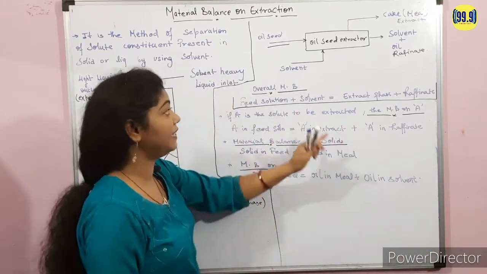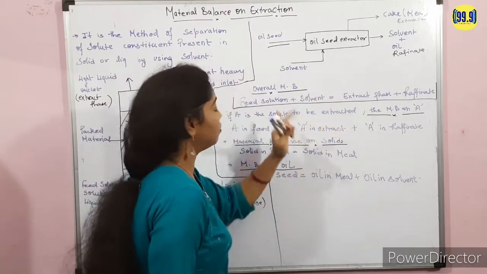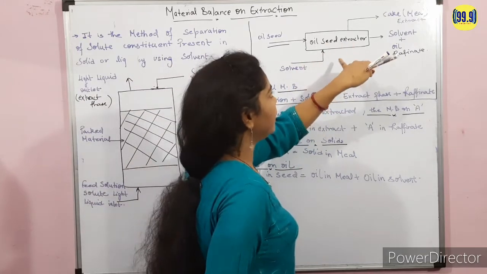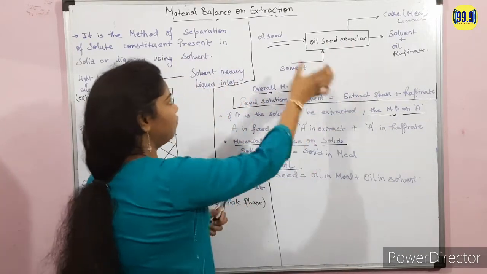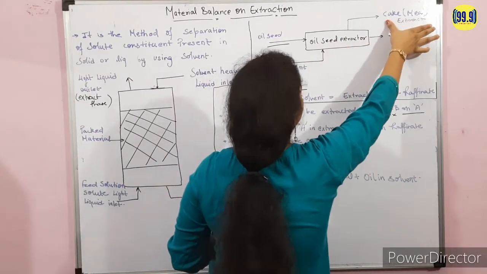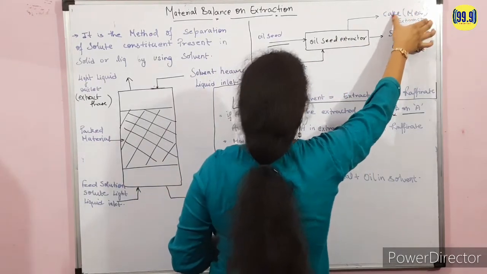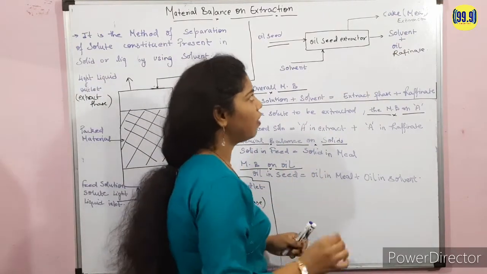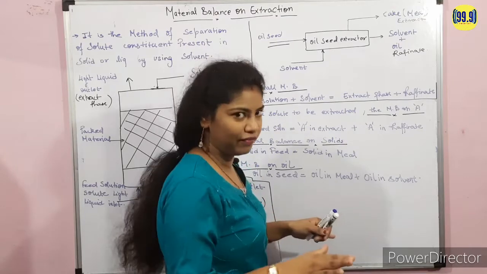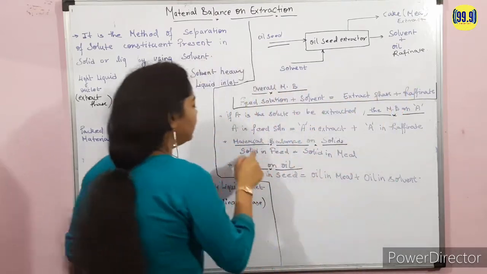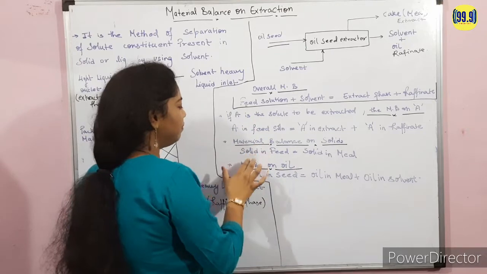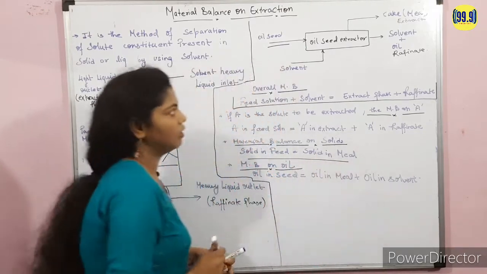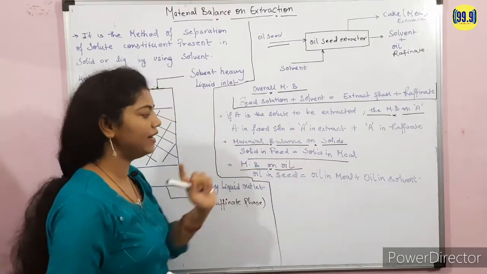Now we apply the material balance on the solid. You can see that we insert solid from here and the output of the solid comes out from the meal. If we assume there is no solid present in the solvent section, the material balance will be: solid in the feed is equal to solid in the meal.